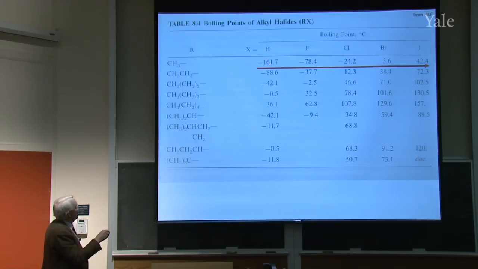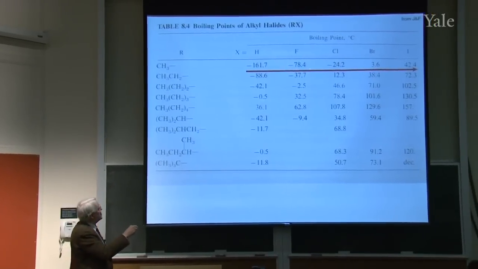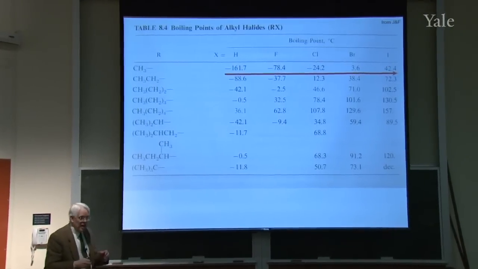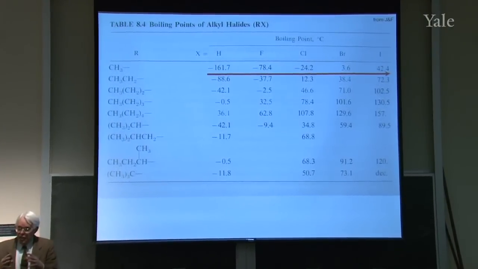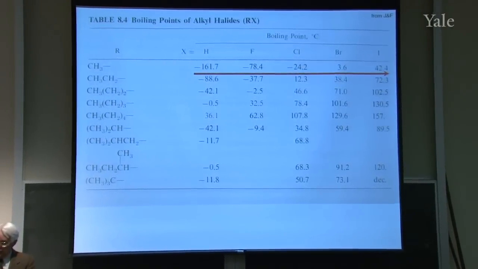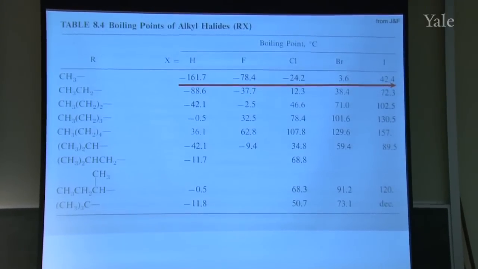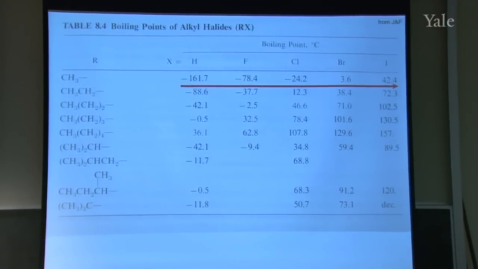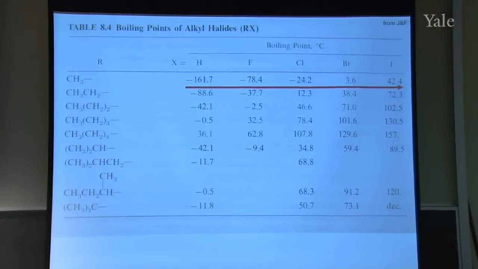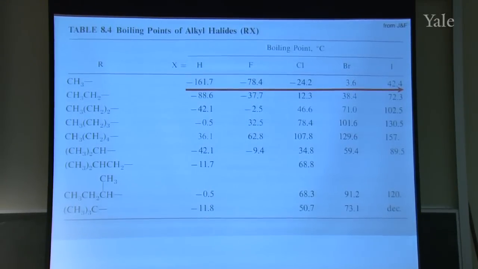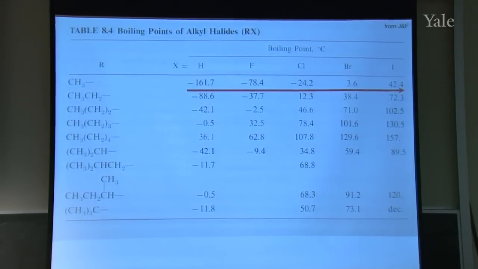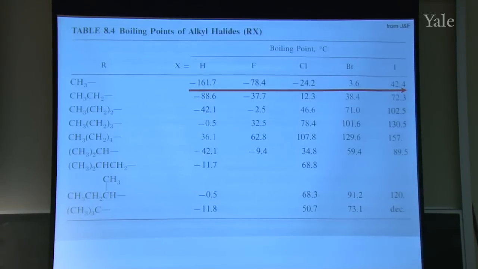So methane, the one with methyl with hydrogen, is very low boiling, and then it gets higher and higher and higher. That is, the liquid tends to hold together more, not to go into the gas phase. The molecules are holding together more. Now the question is why? Why, when we replace hydrogen by fluorine, by chlorine, by bromine, by iodine, does the boiling point go up? What causes the molecules to hold together?